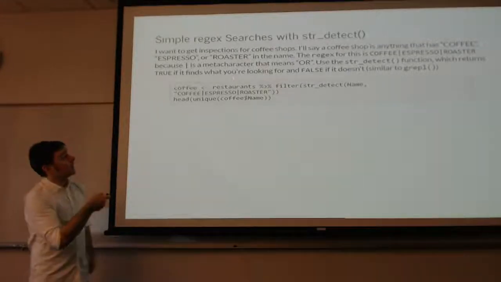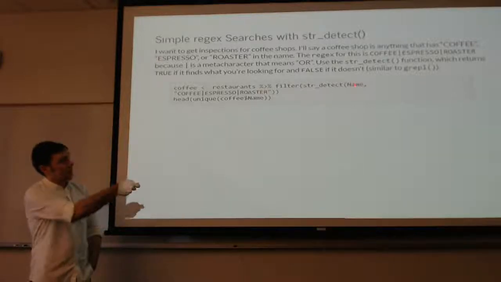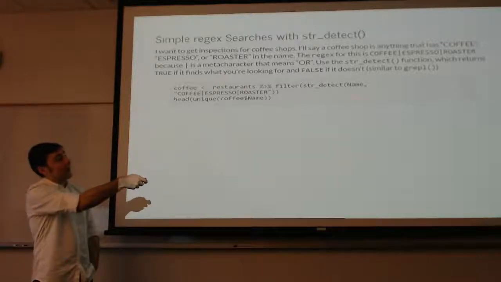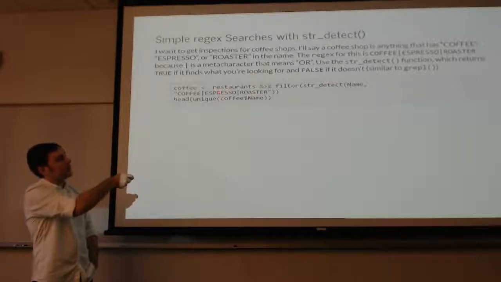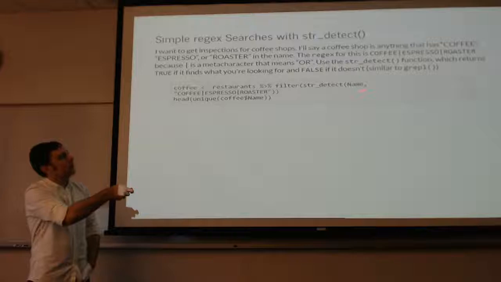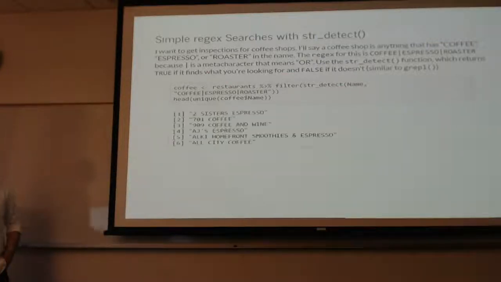We're going to take our restaurant's data. We're going to say filter, string detect. We're going to look in the name variable, and then we're going to say coffee, espresso, roaster. That is, you give a character vector in string detect as the first argument, a pattern as the second argument. We're going to filter down, and it's only going to include things that contain coffee, espresso, or roaster in their name.